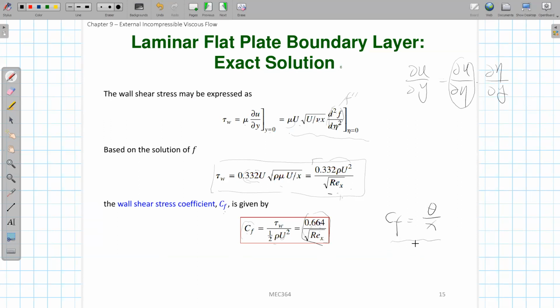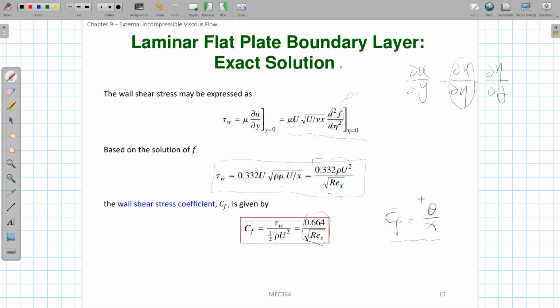And this is not a surprise. Why? Because what is CF? CF tells you the friction force, so this is something related to force. And what is theta? Theta is called the momentum thickness, so this is something related to momentum. So force is related to momentum. That's true, right? Newton's second law.